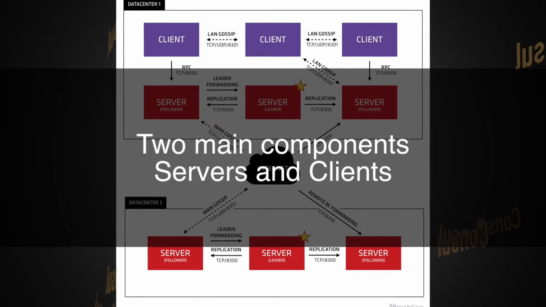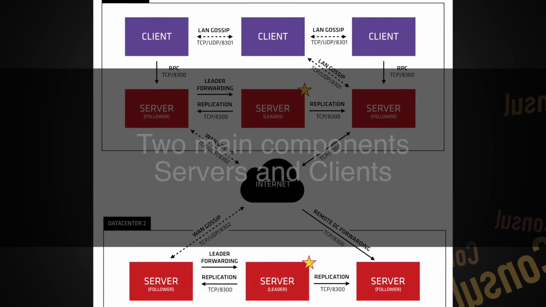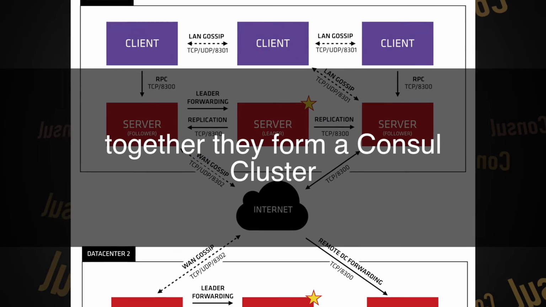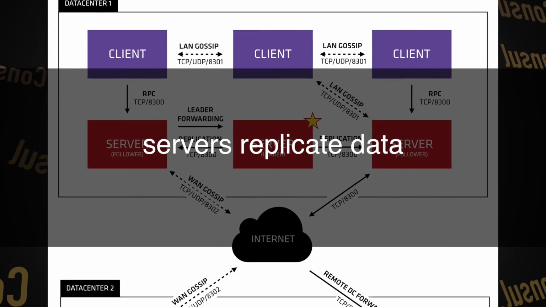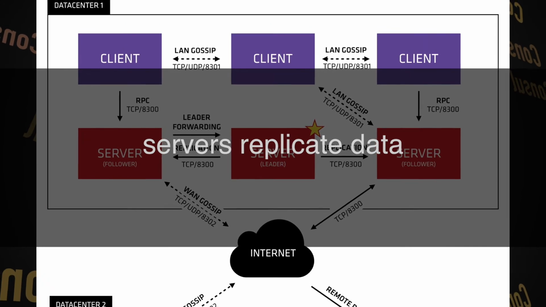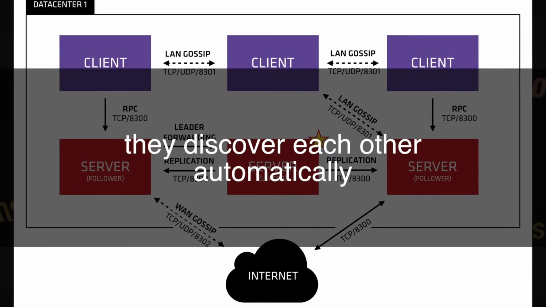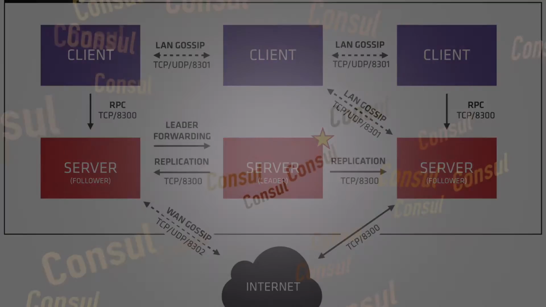Consul has two components, servers and clients. The servers and clients together form a single Consul cluster. The only difference between servers and clients are that servers are the only components that store and replicate data. Members of a Consul cluster automatically discover each other as long as they are given the address of at least one existing member. Reads and writes can be done to any member of the Consul cluster.